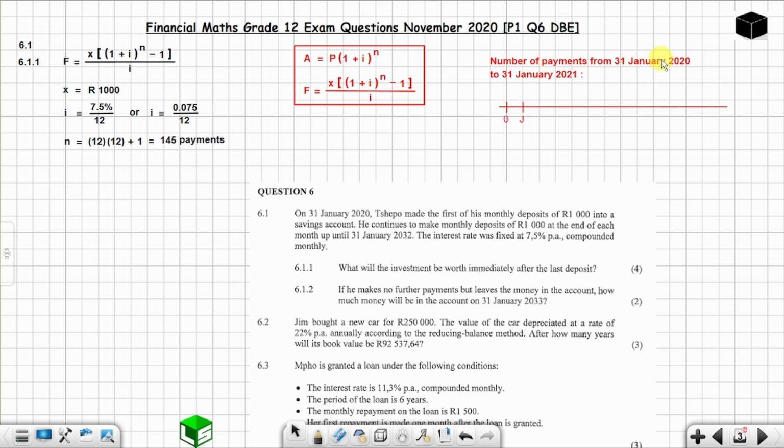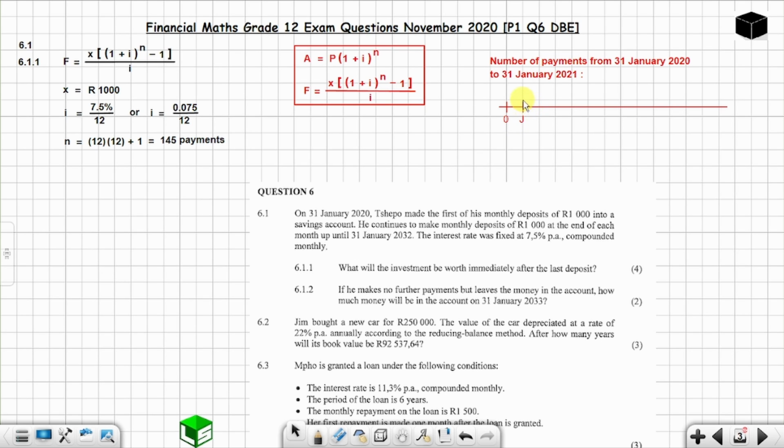I want you to see why I am saying that you have to add 1. Because when you have this, you may think that this is 1 year and you have 12 months, 12 payments, 12 deposits, but that's not the case. You actually have 13 deposits. Let's count, you are going to see that. So the month starts from the 1st and the end is the 31st, January.